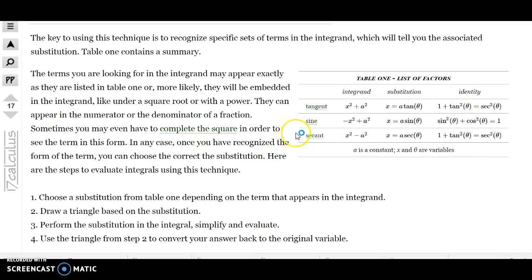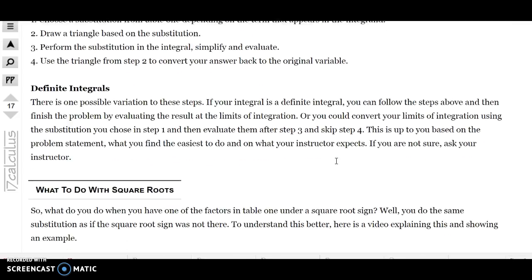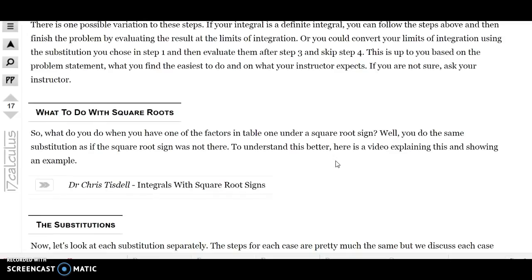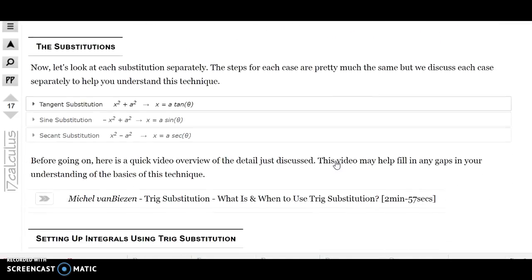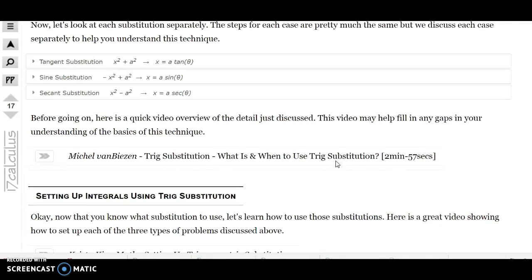So if you are good friends with these trig identities, you are going to be finding this method not so hard after all. And then they talk about, okay, you can browse these videos if you like. I think they're pretty good. And here they give you a rule. If you want to memorize these, go ahead. I never do, because that a squared could be anything.